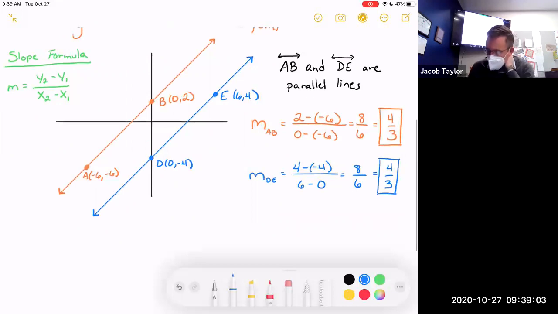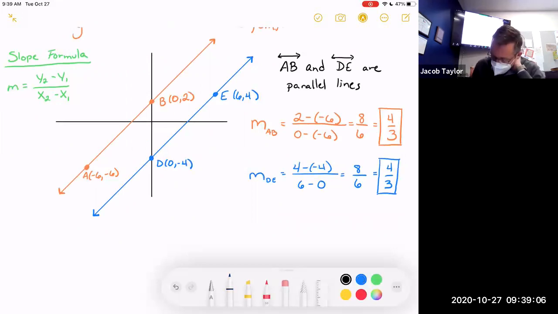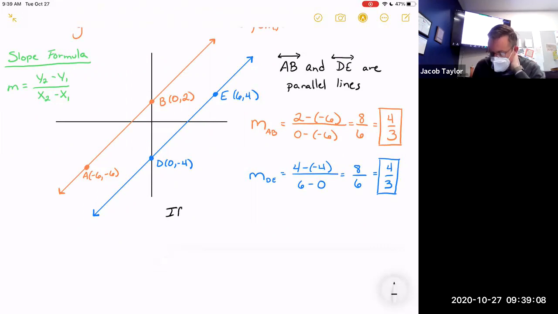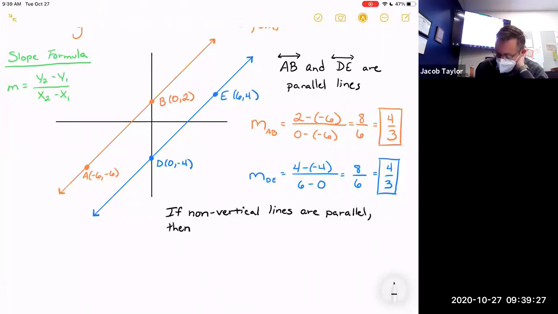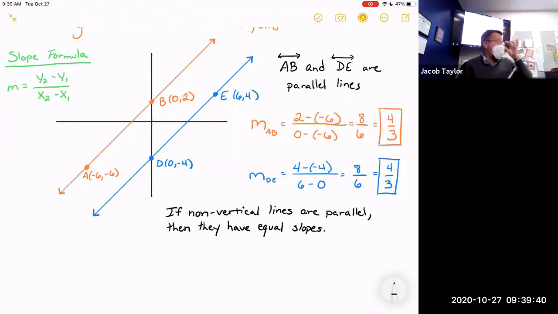So one of the things that we can write, you said, hey, what are parallel lines? Here's our definition. If non-vertical lines are parallel, they have equal slopes. Why do we have to specify non-vertical? Vertical means straight up and down. Why do we have to specify non-vertical lines? Yeah, but what difference does it make? Wouldn't up and down lines also have equal slopes if they were parallel? Yeah, but what's the slope of a vertical line?